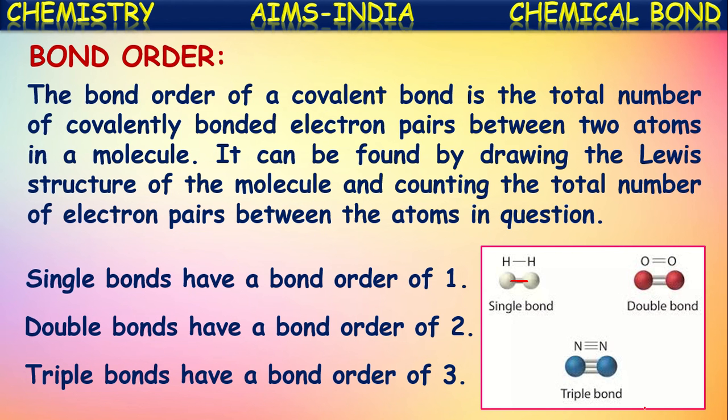Say in this molecule, nitrogen, there is a triple bond. Now in this molecule, the bond order is said to be 3 because 3 pairs of electrons are shared between these two atoms. Okay, the number of pairs of electrons shared between two atoms gives its bond order.